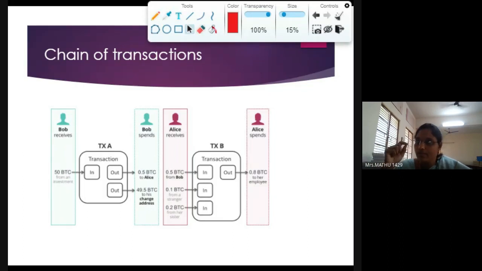So I think in the last class we have discussed that when you are creating a Bitcoin address, for every transaction it should be a new Bitcoin address. You should not use the same Bitcoin address for every transaction. So for every transaction, we need to have a new Bitcoin address.